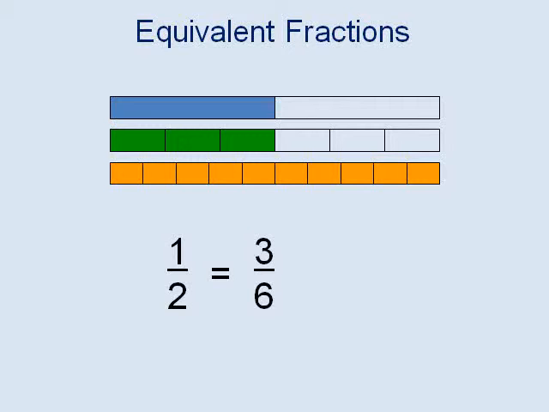We can represent the equivalent value, or length, on the green bar by shading 3 of the 6 parts for a value of 3/6. So 3/6 is equivalent to 1/2. Finally, we can represent the equivalent value on the orange bar by shading 5 of the 10 parts for a value of 5/10. So 5/10 is equivalent to 3/6 and equivalent to 1/2.